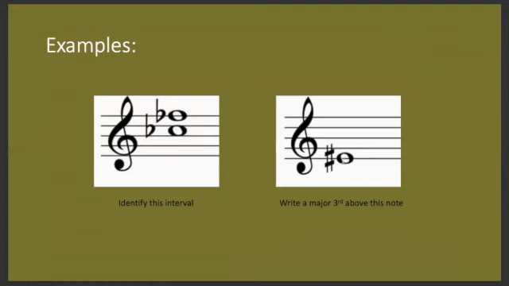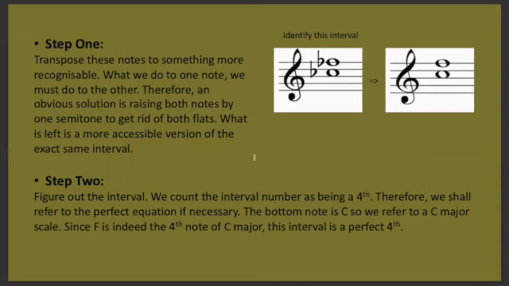Here we have E sharp, write a major third above this note. Again, E sharp is an unfriendly note, and E sharp major doesn't technically exist, so this is a perfect example of a question that might be a bit more tricky to actually solve. We'll look at the first question first.